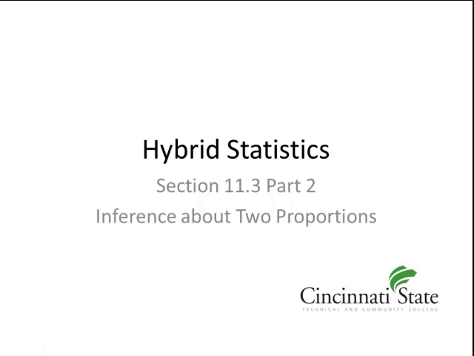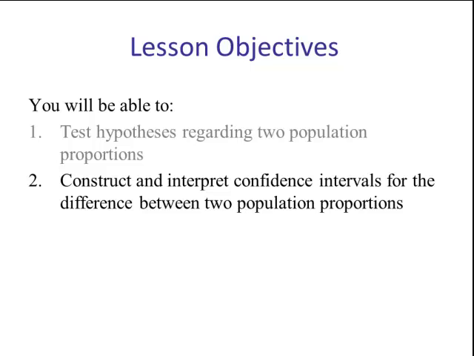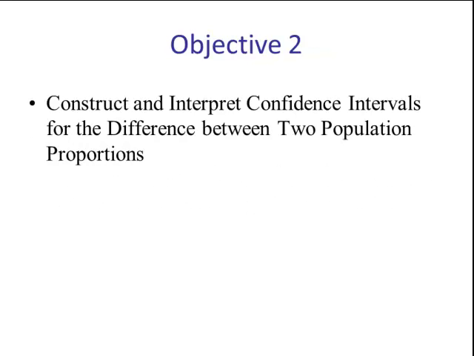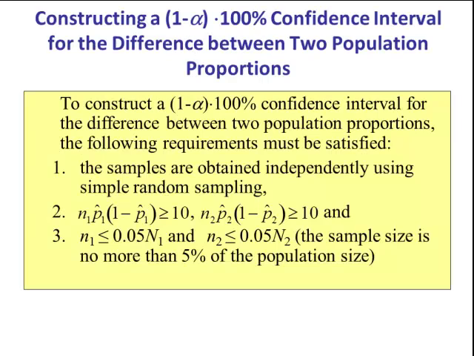Section 11.3, Part 2, Inference about two proportions. Lesson objective: construct and interpret confidence intervals for the difference between two population proportions. Lesson objective: constructing a 1 minus alpha times 100% confidence interval for the difference between two population proportions.